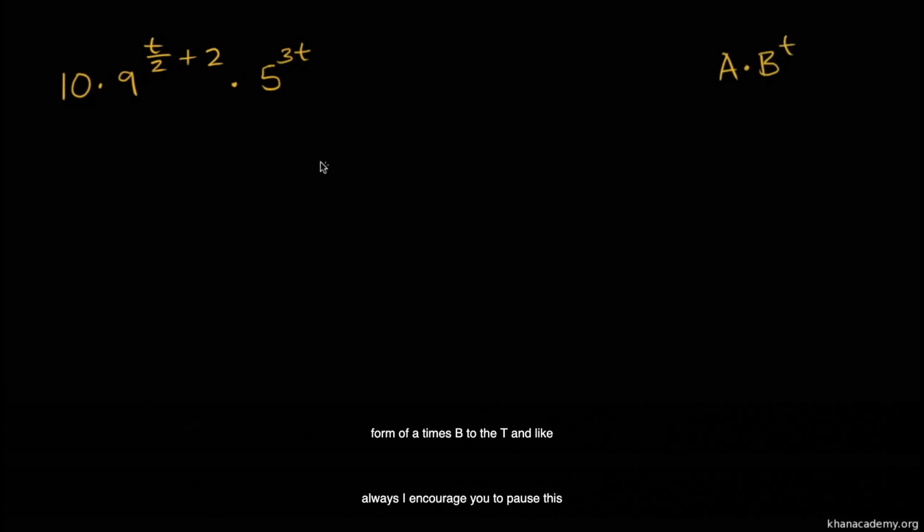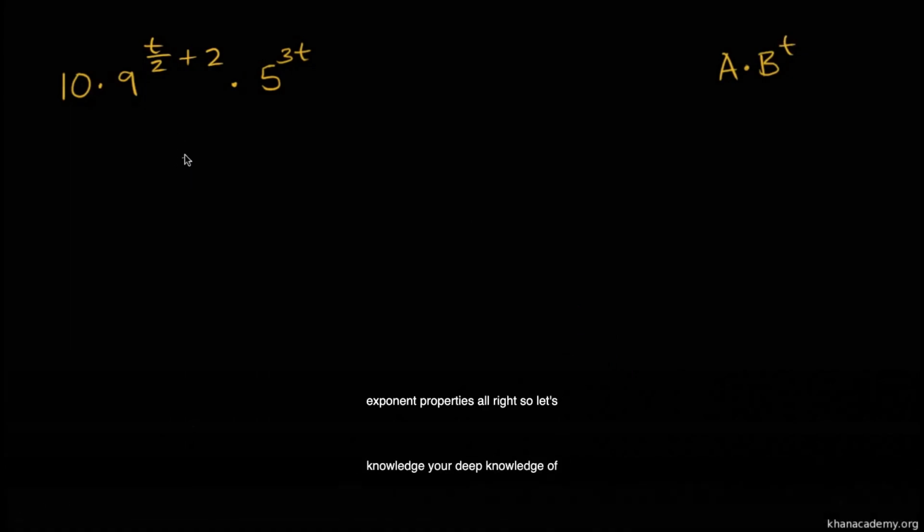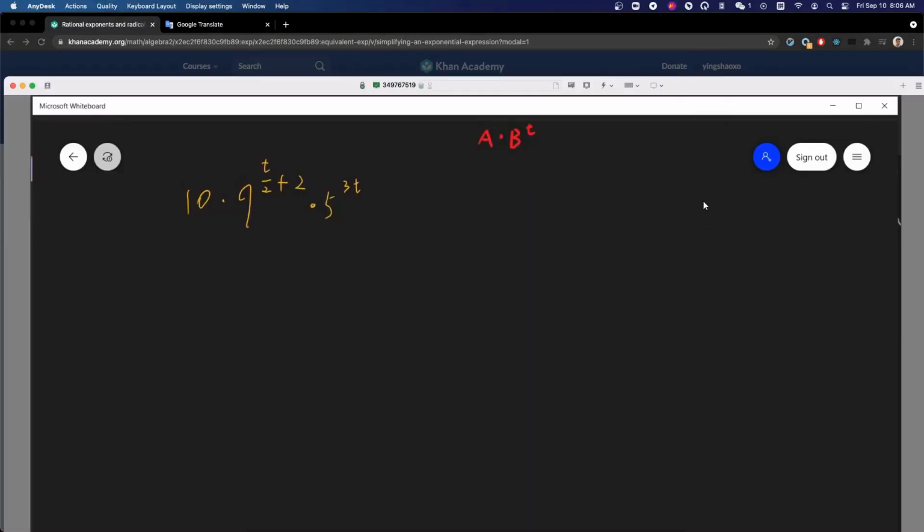And like always, I encourage you to pause this video and see if you can do this on your own using exponent properties, your deep knowledge of exponent properties. Fine, we'll try to solve it on our own. So basically what we need to do is convert the yellow expression to the red expression. How can we do that?